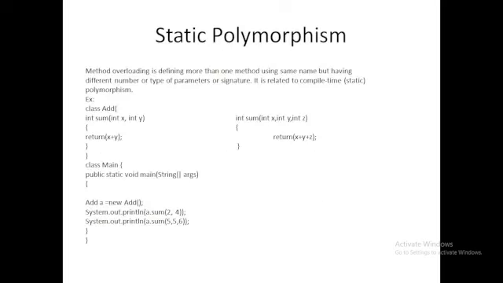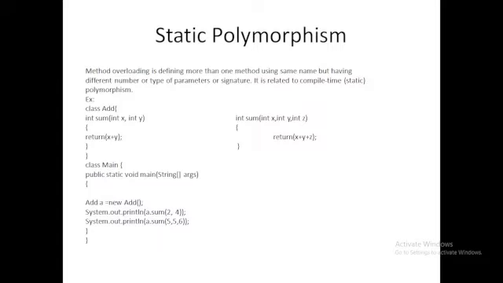Static polymorphism happens during compilation time, and the approach by which it is implemented is called method overloading. Method overloading is nothing but methods with the same name but having variations in the parameter list. The variation in the parameter list can be the number of parameters, the data type of the parameters, the order of the parameters, and the return type.